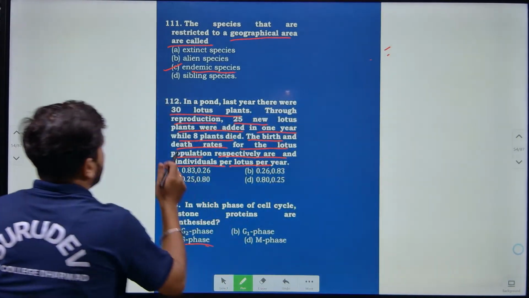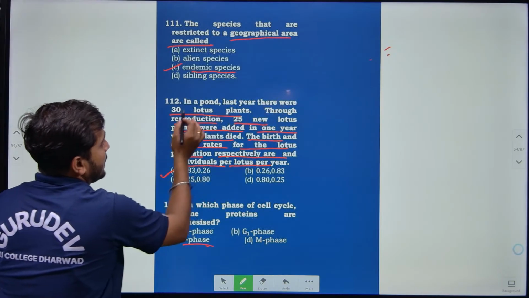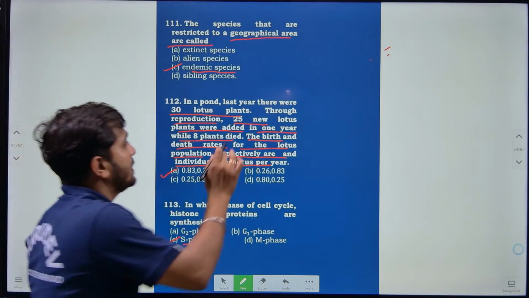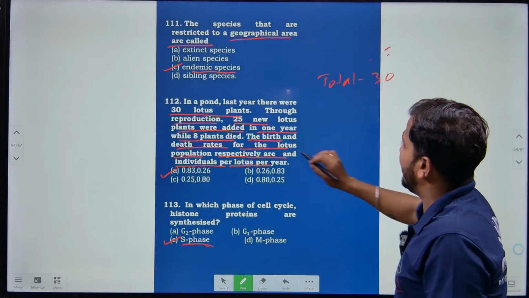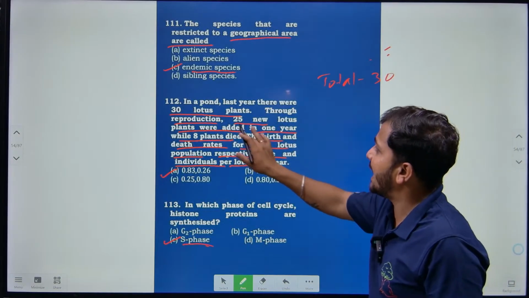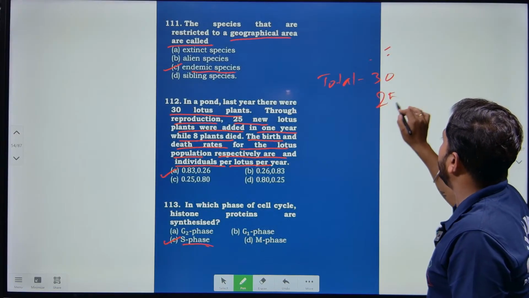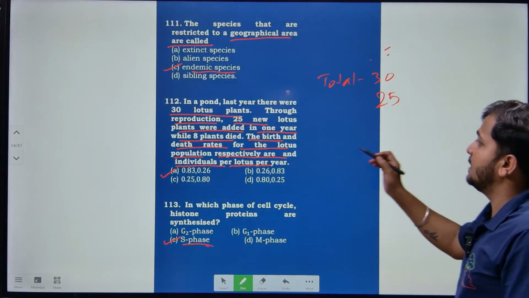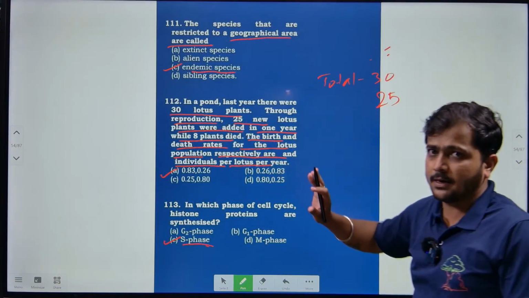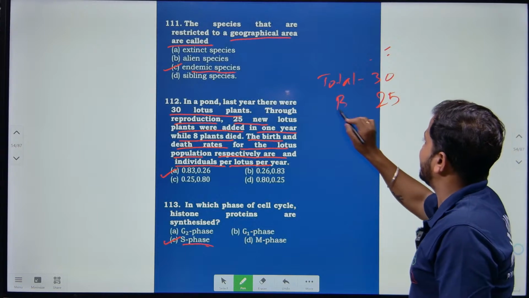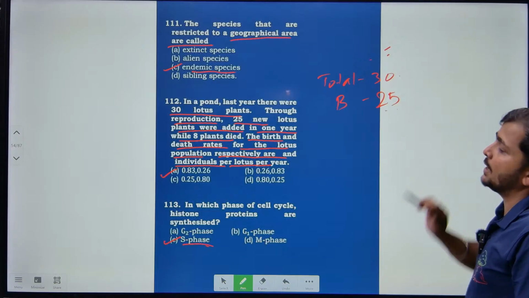So here the question is saying, in a pond last year there were 30 lotus plants. So there were a total of 30 plants last year, right? Then 25 new plants were added in 1 year. New plants are added by means of reproduction, so it is related to birth. So the total was 30 and births were 25.